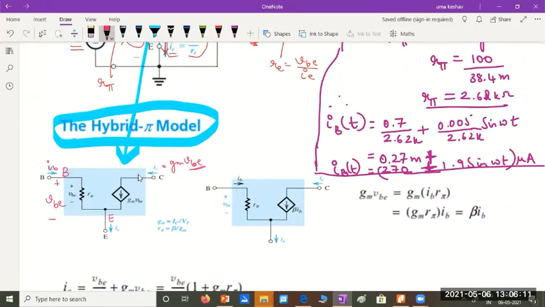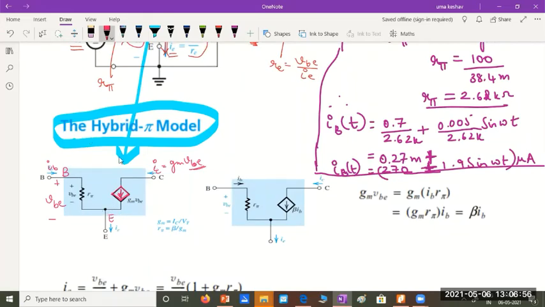Since the output current IC depends on the input signal, and since it is a current, I'm going to draw a current source, and that too a dependent current source. Why is it a dependent current source? Because the value of this current IC is dependent on the input base emitter voltage VBE. So you draw a dependent current source GM into VBE, which is nothing but the small signal collector current IC. And where should I include that current source? Remember, this current flows between collector and emitter, so between the collector and emitter terminals, I'm going to include that.